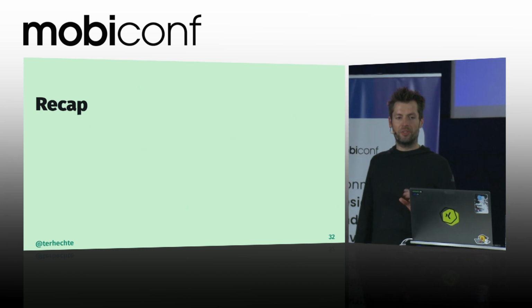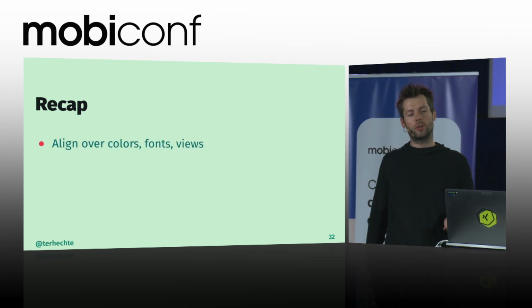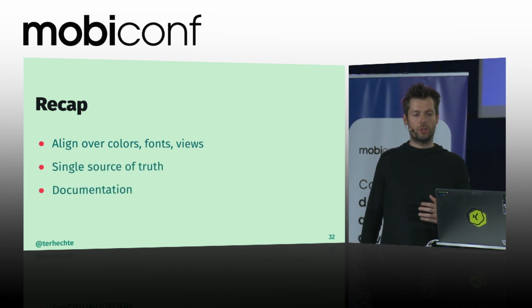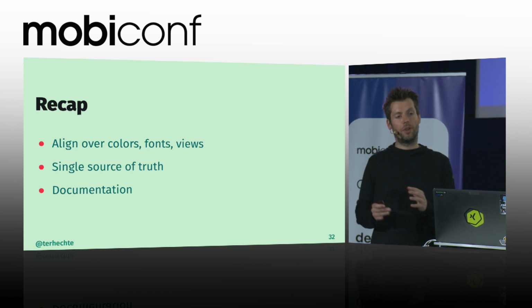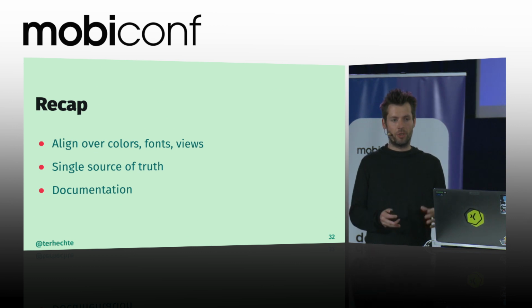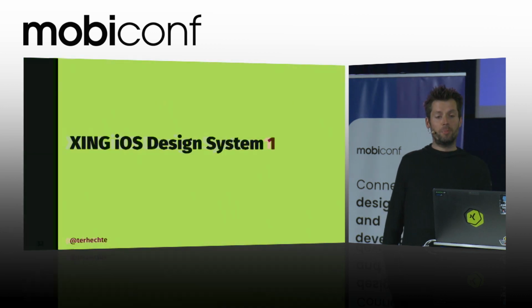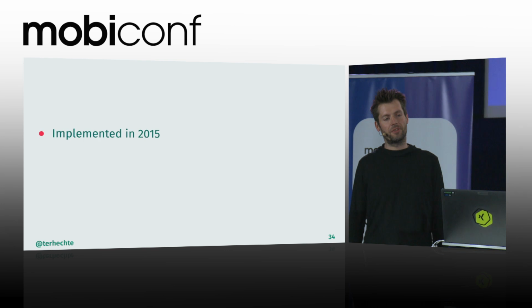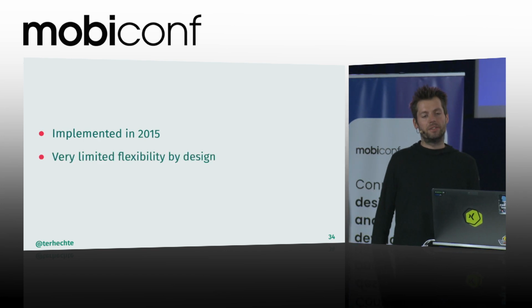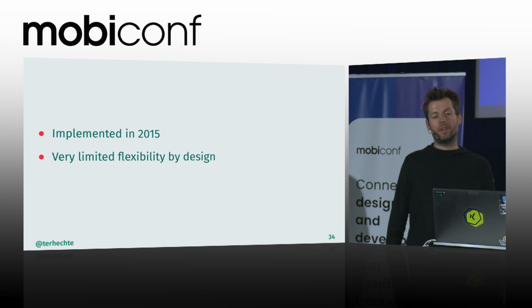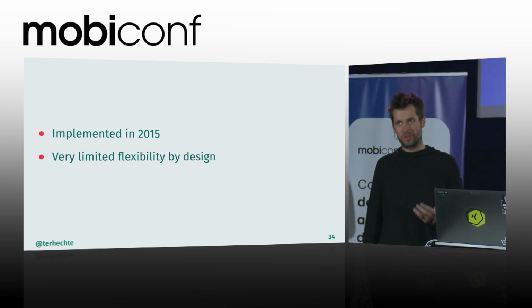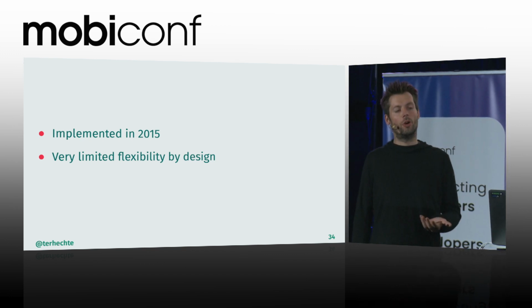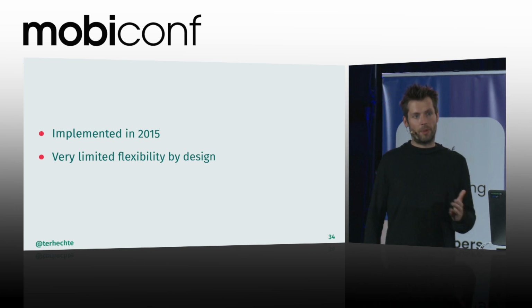To recap about design systems, what you do is you align over colors, fonts, and views. You have a single source of truth, and you have documentation. And with all that in place, you have the fundamentals to installing a design system in your company. So let's look at an example of how this works. At XING, a couple of years ago, we implemented a design system in 2015. And this one was very limited in flexibility by design. And I will present how the system works so that you can see an implementation of an actual design system. But then I will also show you the learnings of what was good and what was bad about the system.